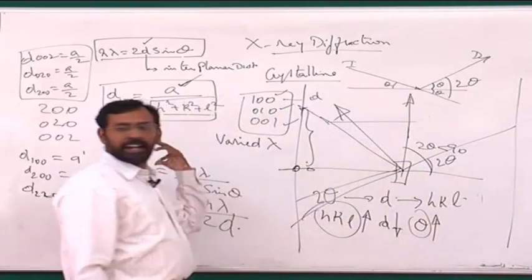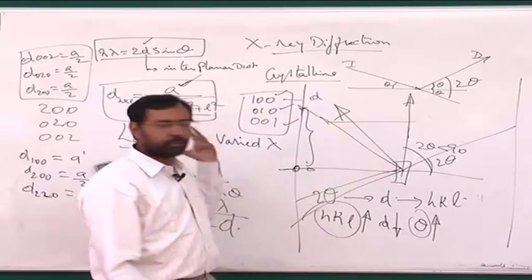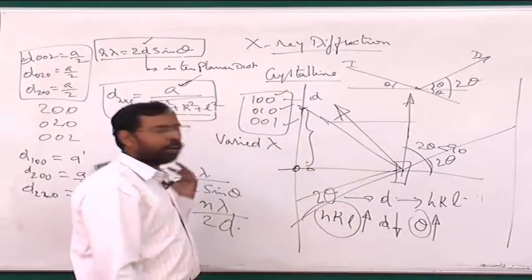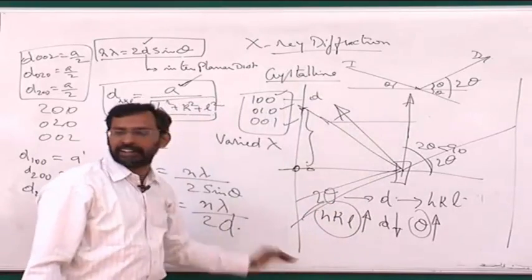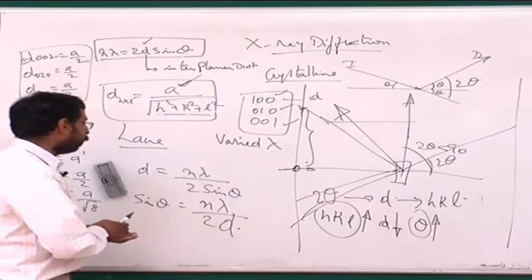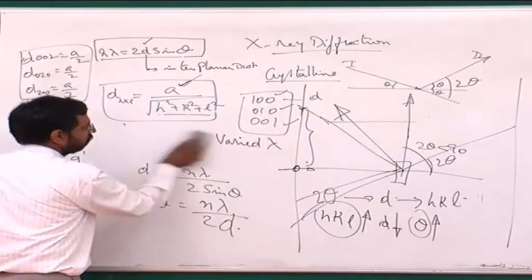Wherever the 2 theta is greater than 90 degrees, that means for high index planes where the 2 theta goes beyond 90 degrees, you use backscattered mode. And that is how you can find out the crystal structure.